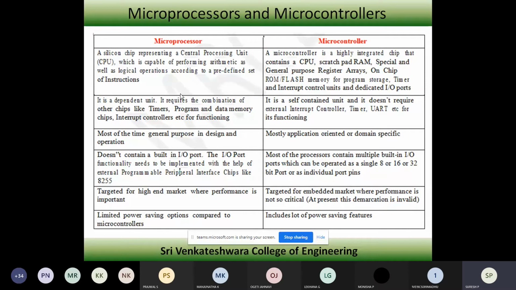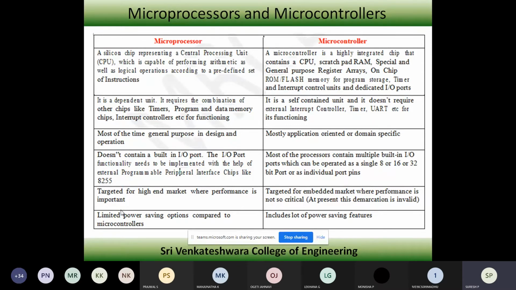If you take the microprocessor, it is targeted for the high-end market where performance is important. The microcontroller is targeted for the embedded market where performance is not so critical. The microprocessor has limited power saving options compared to the microcontroller, so it has more power consumption. Whereas the microcontroller consumes less power and includes a lot of power saving features.